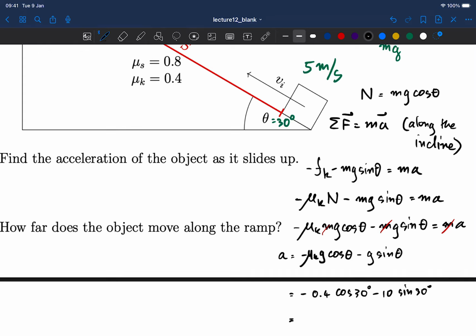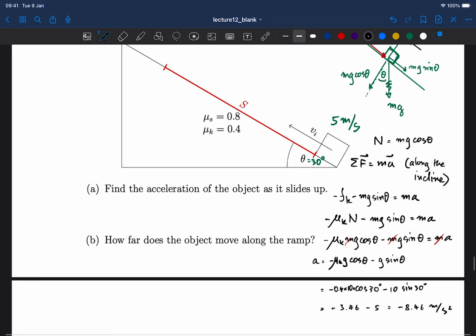Kg. So another factor of 10 here. 0.4 times 10 times cosine, times 10 times 0.4. So the first term is minus 3.46. The second term is 10 times sine of 30 degrees, which is a half. So that's 5. So altogether it's minus 8.46 meter per second square.